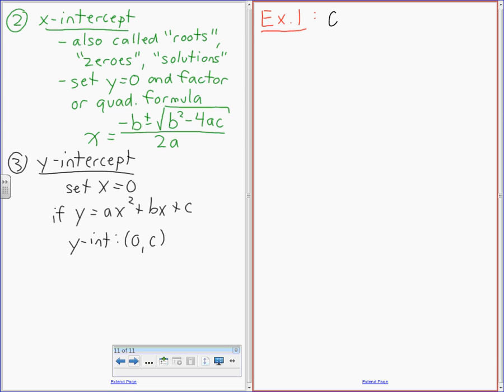Graph the function y equals negative 2x squared plus 4x plus 7 using 4 points.